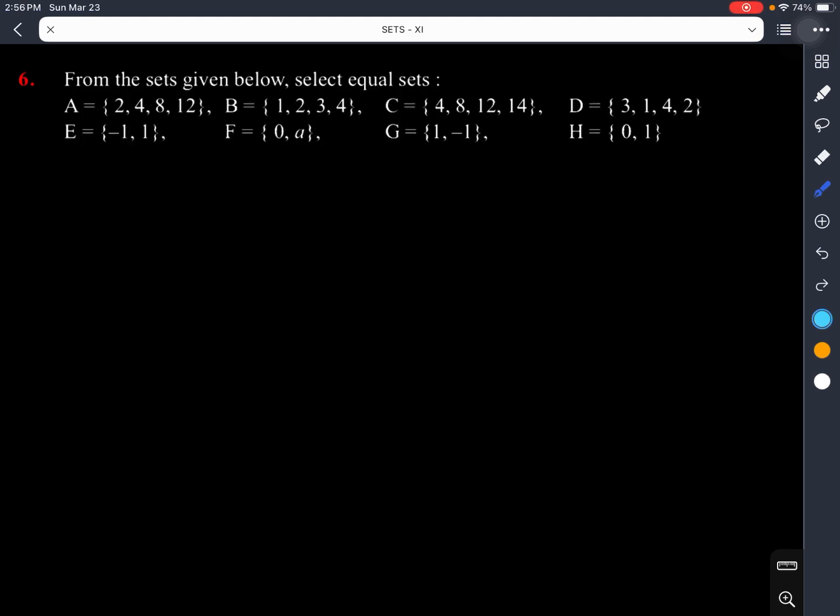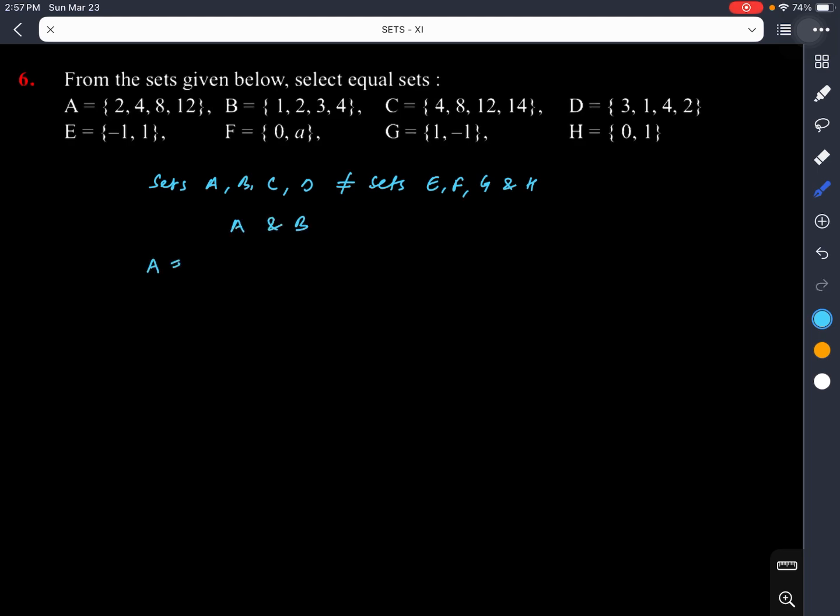That is, sets A, B, C and D cannot be equal to sets E, F, G and H, as they differ in number of elements. Now let us compare the first 4 sets with each other and then we'll compare the other 4 sets with each other. So let's take sets A and B.